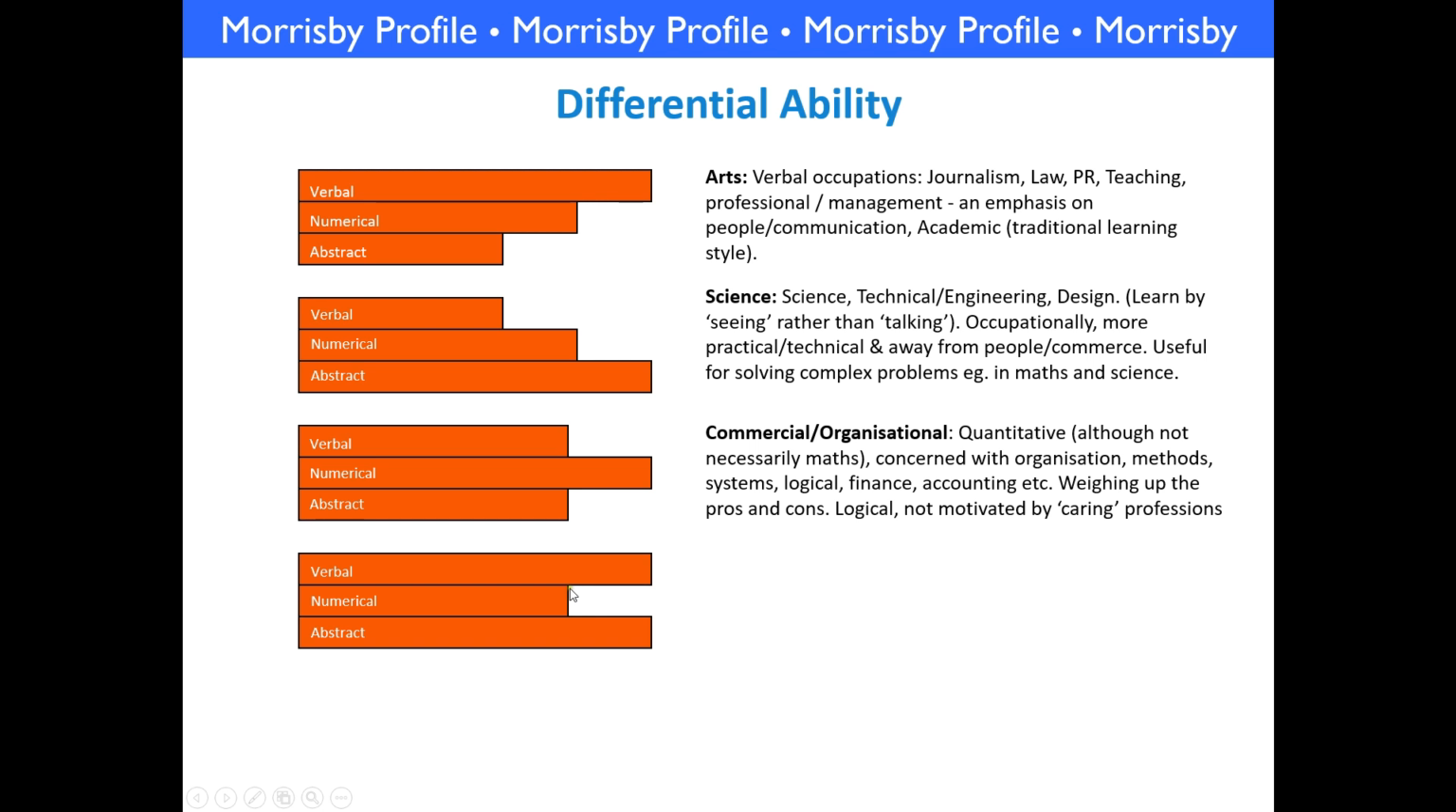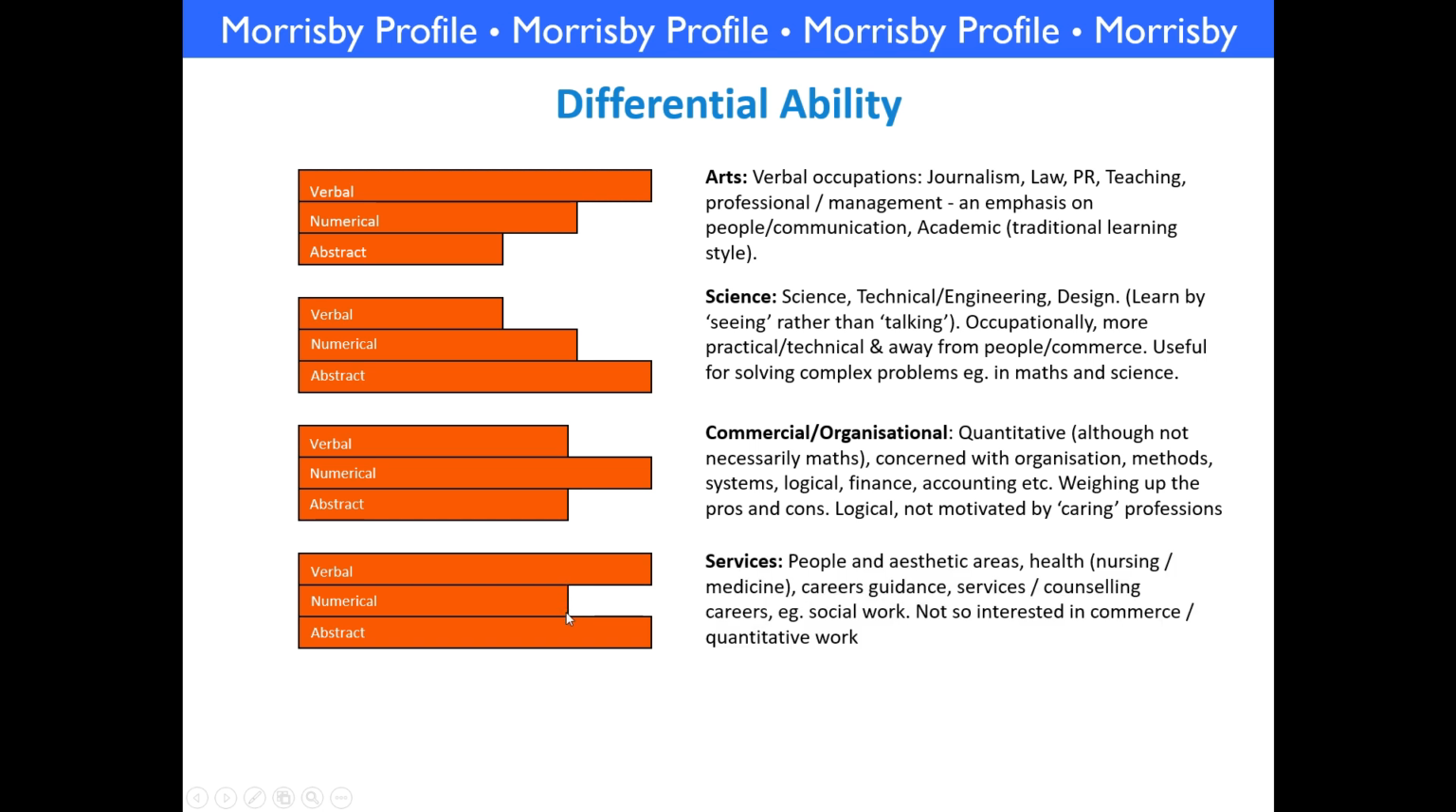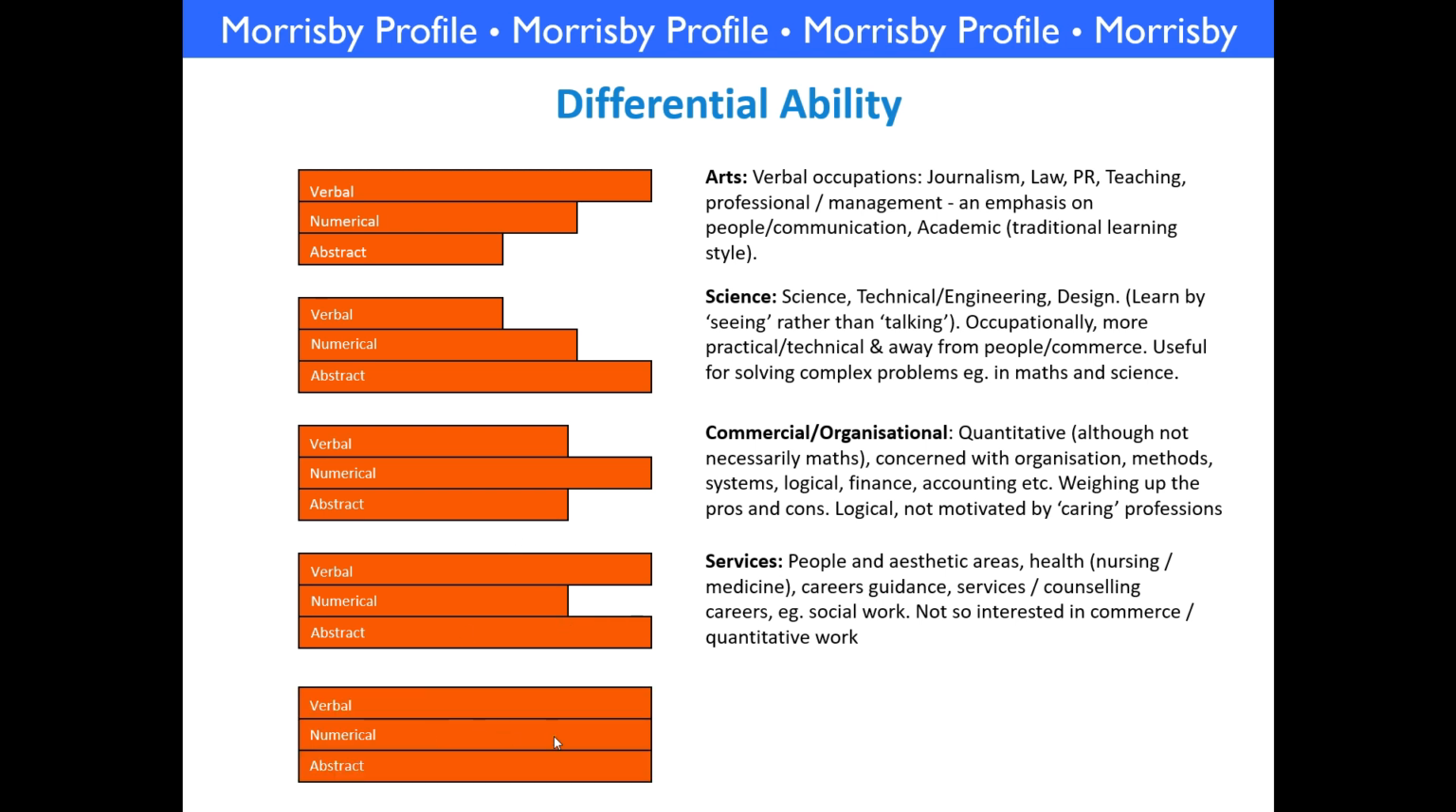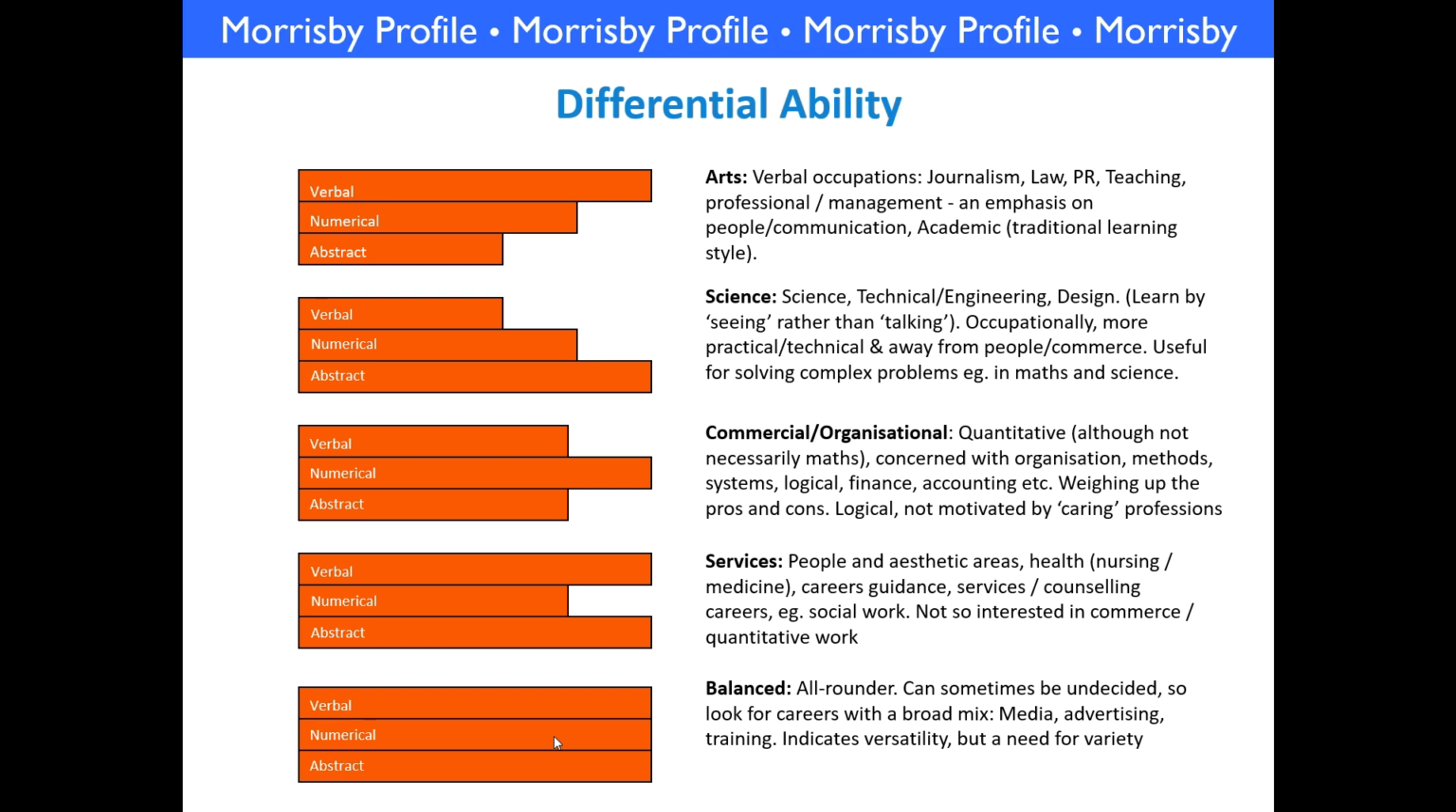Fourth shape, defined by a lower numerical. This is the services to people profile, as well as areas of art. So service to people would cover everything from medical and nursing, careers guidance, psychology, social work, these kind of areas. And finally, there's the balanced profile. Now, 22% of Australians have a balanced profile. And that doesn't mean that Morrisby has failed to generate a direction for them.